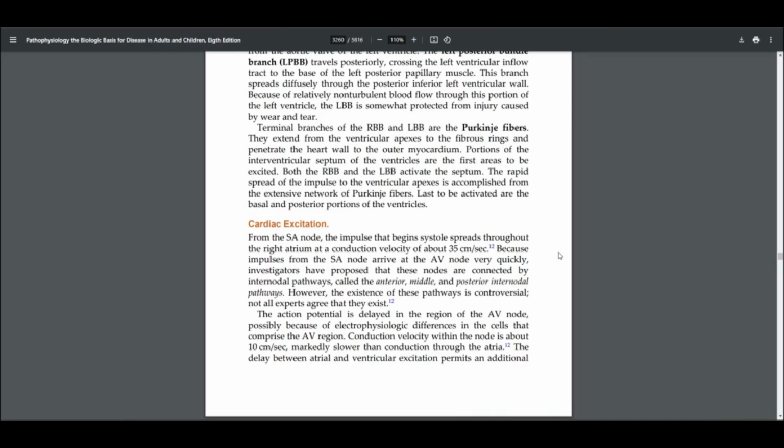Terminal branches of the RBB and LBB are the Purkinje fibers. They extend from the ventricular apexes to the fibrous rings and penetrate the heart wall to the outer myocardium. Portions of the interventricular septum of the ventricles are the first areas to be excited. Both the RBB and LBB activate the septum. The rapid spread of the impulse to the ventricular apexes is accomplished from the extensive network of Purkinje fibers. Last to be activated are the basal and posterior portions of the ventricles.